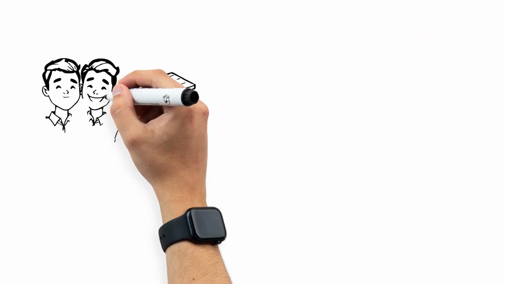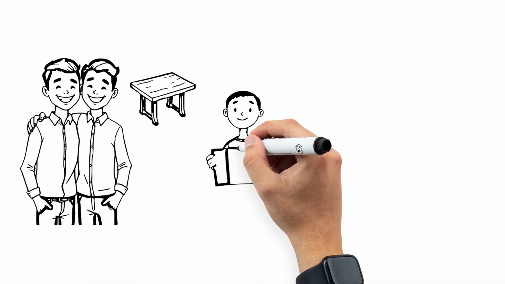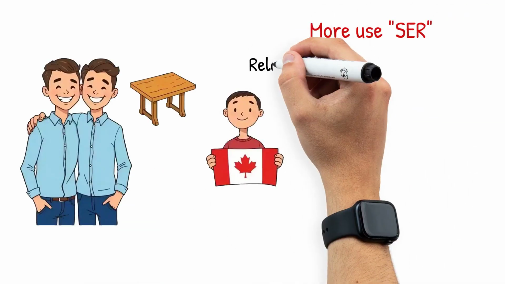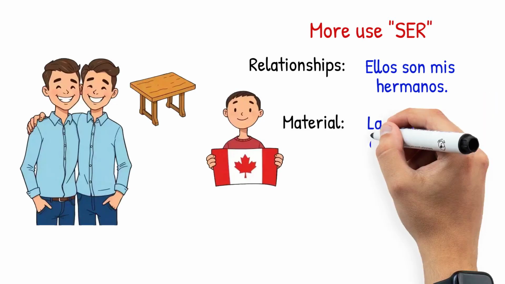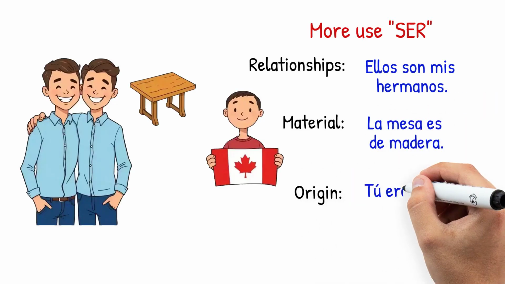5. Relationships. For example, ellos son mis hermanos. 6. Material. For example, la mesa es de madera. 7. Origin. For example, tú eres de Canadá.